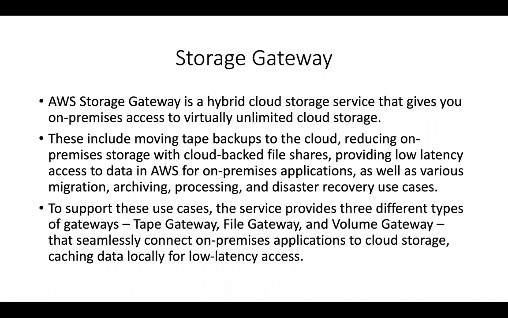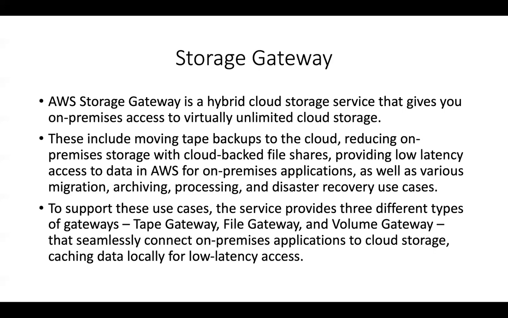So this includes moving any kind of tape backups that you have from your on-premise infrastructure to the cloud as file shares, and you can also provide low latency access to your data in AWS for any kind of on-premise applications through the usage of a storage gateway. And you can do any kind of migration or archiving purposes. You could go ahead and use Storage Gateway for that too, because it uses S3 in the background. So in that way, we can also leverage the archival features of S3 like Glacier and Glacier Deep Archive and so on.